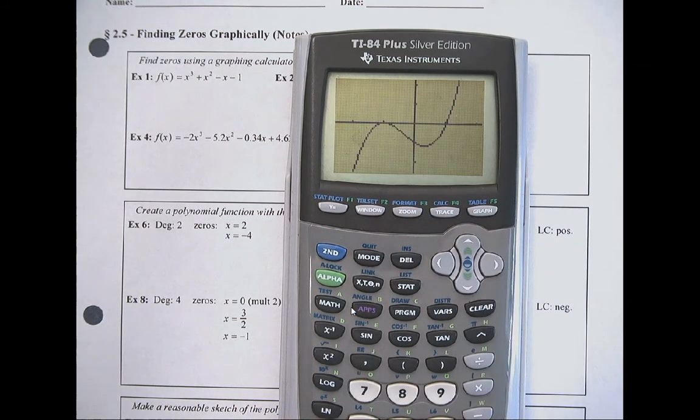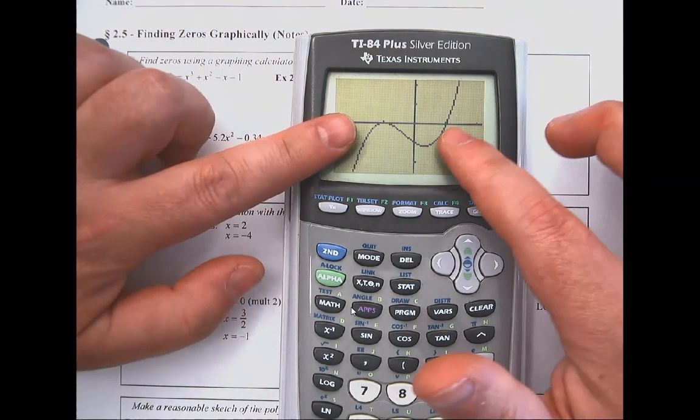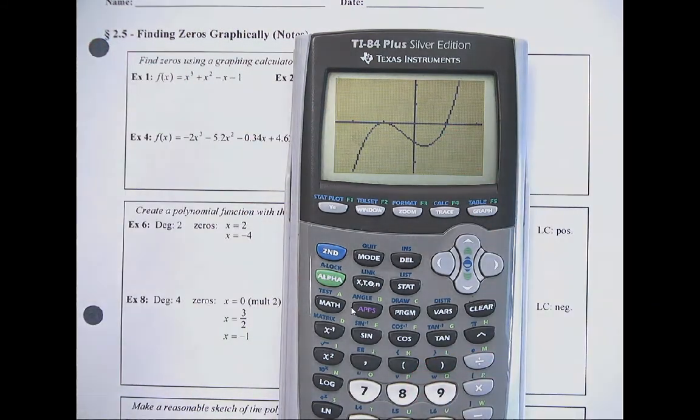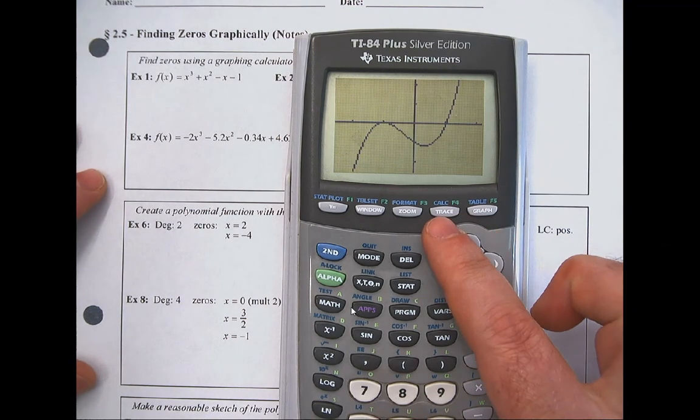All right, so here's my function. I want to figure out where the graph hits the x-axis. That's my goal. So you can tell that our graph hits the x-axis in two places. So the easiest way to find out where those locations are is using trace.